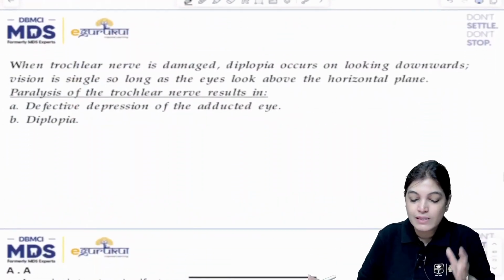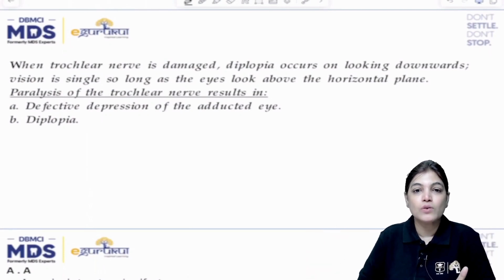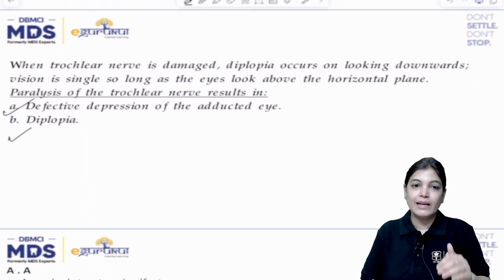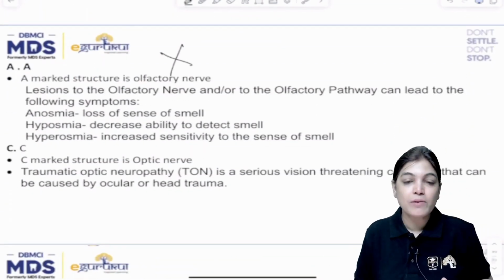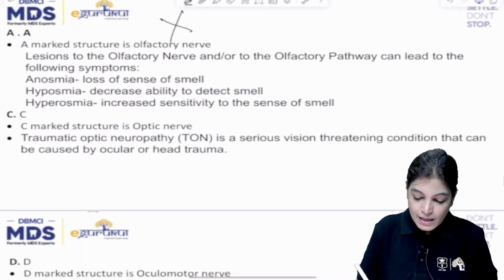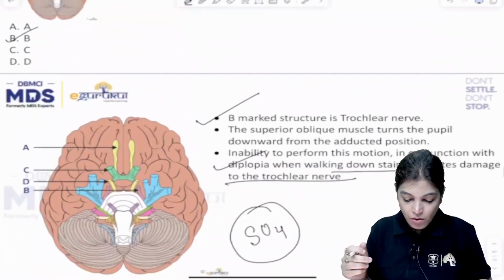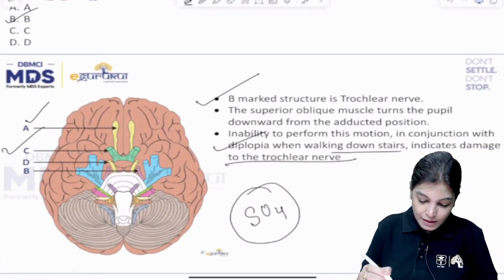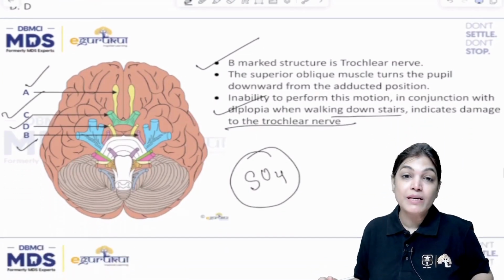So when trochlear nerve is damaged, the patient will experience diplopia when looking downwards. Vision is single when looking up, and the eye sits above the horizontal plane. So definitely the patient will have diplopia and defective depression of the adducted eye, which was mentioned in the MCQ. So we will mark B as the right answer. A is not the right answer because the A marked nerve is olfactory nerve, C marked nerve is optic nerve, and D marked nerve is oculomotor nerve. So that is the reason these are all wrong. So definitely B is the right answer.